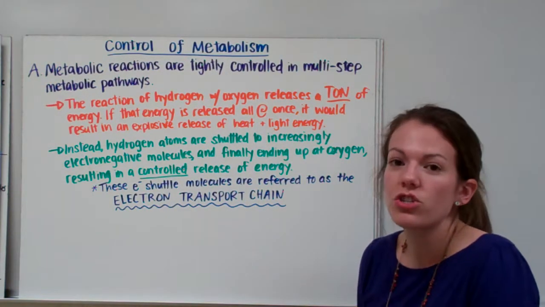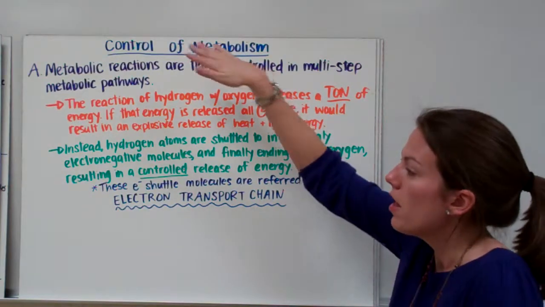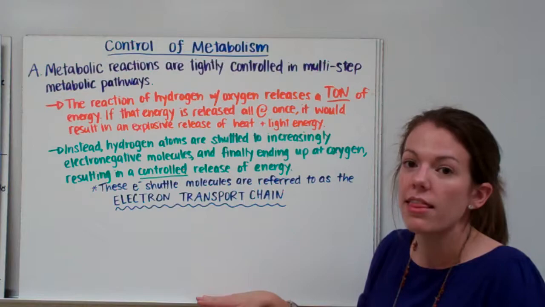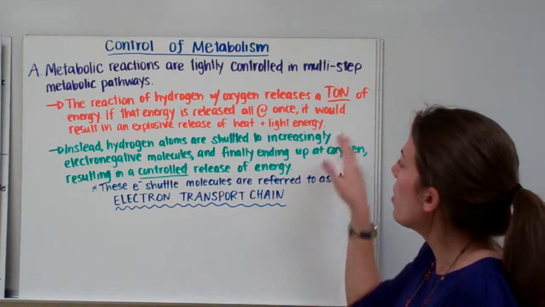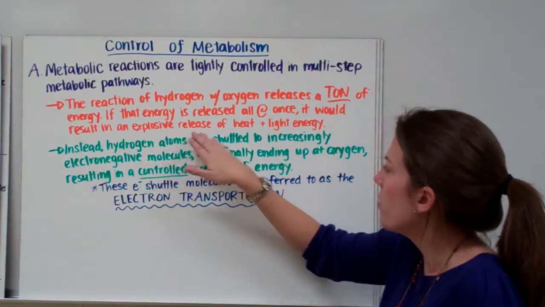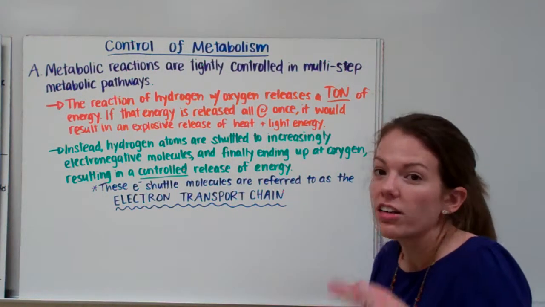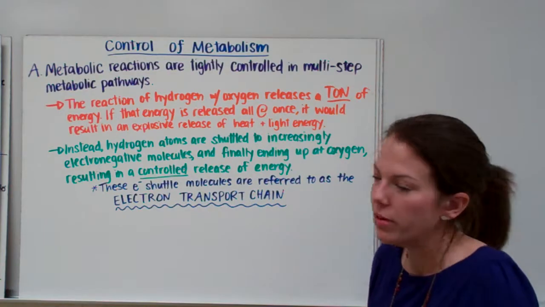And then oxygen is extremely electronegative. So we're going from a lot of potential energy to very little potential energy, so we'd be losing a lot of energy. If we do that all at once, it would result in an explosive release of heat and light energy. So when we mix molecular oxygen and hydrogen together, we would get an explosion.